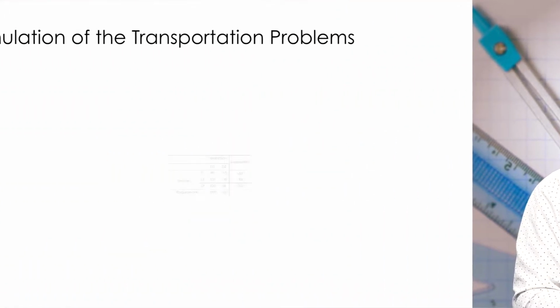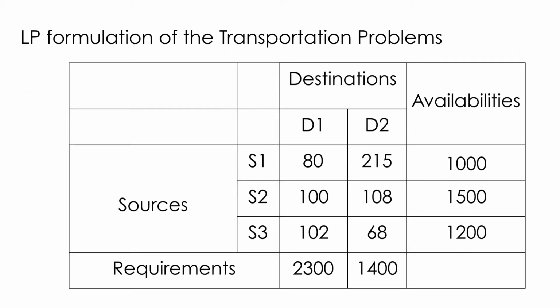This problem can be solved to find the optimum cost only if the available resources and the destination requirements are known for all the sources and destinations respectively. For example, consider a simple transportation problem as shown here.